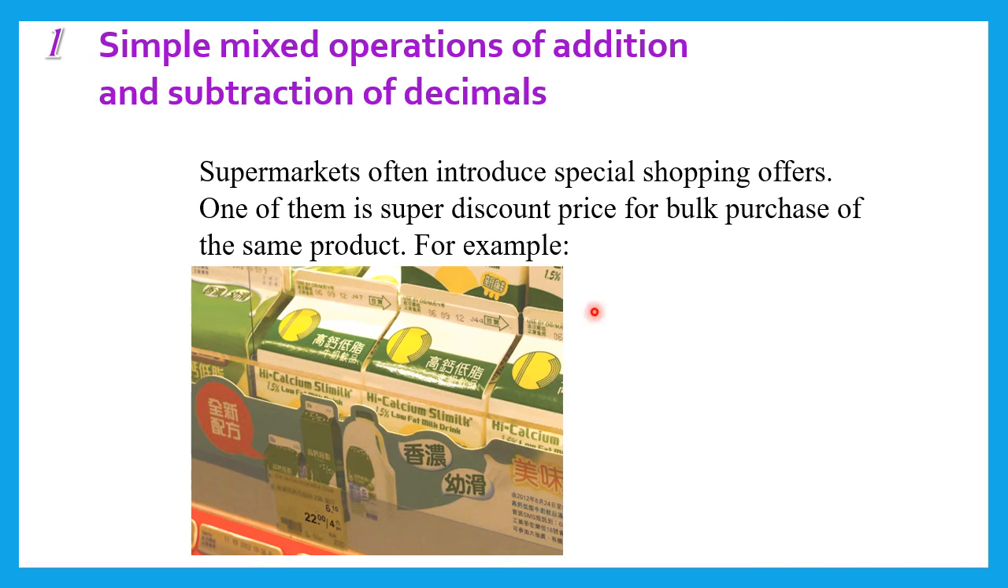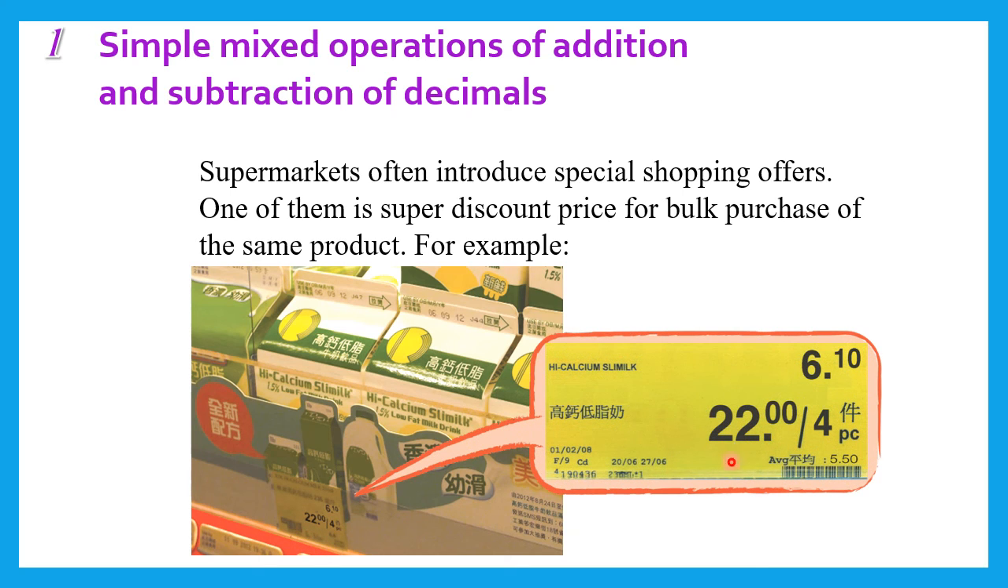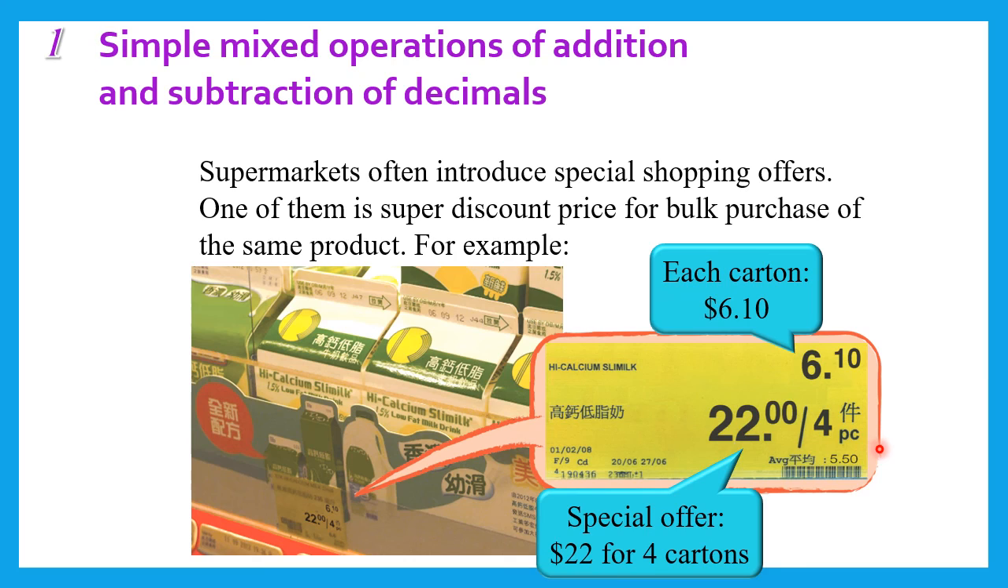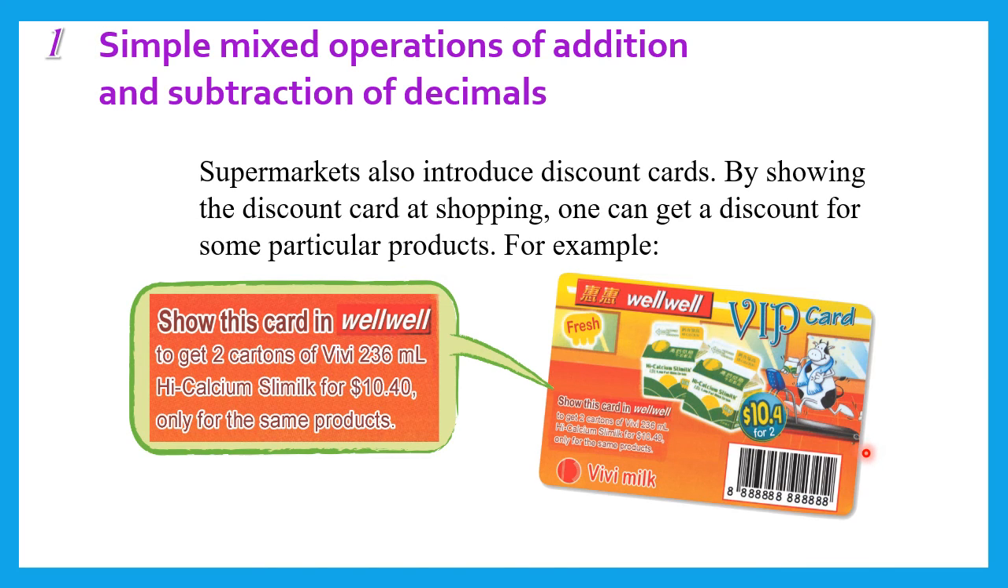For the next one, we see that sometimes we have the special discount price here. Okay, like this. If you buy one, it's 6.1. If you buy 4, it will be cheaper. It will become 22. Okay. And some of the supermarkets also introduce the discount cards. For example, this one, you see the discount here. You buy the same product, you will get some discount like this.